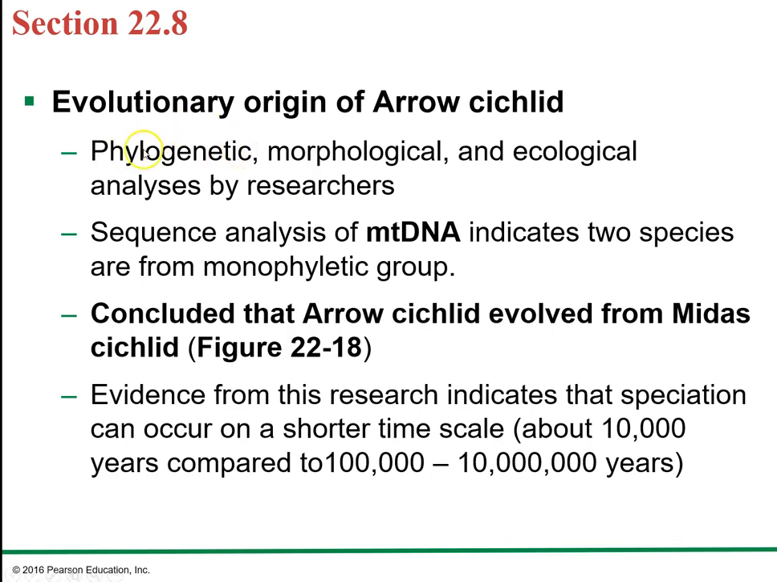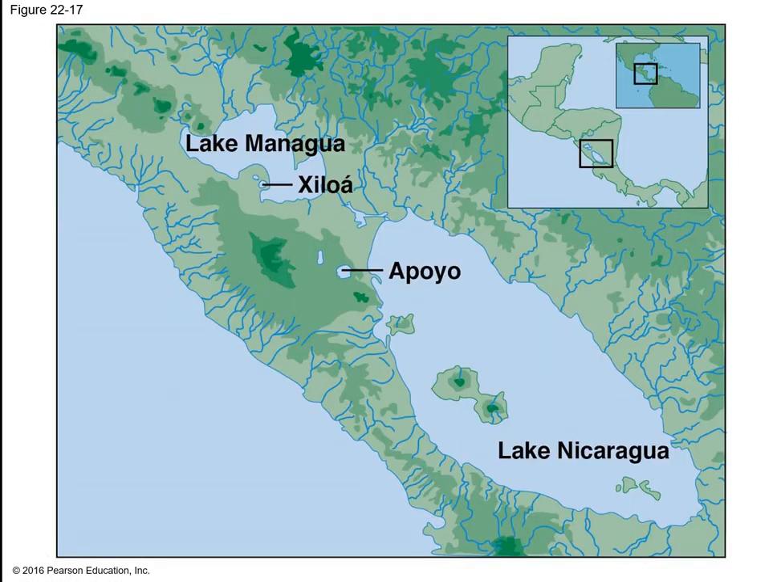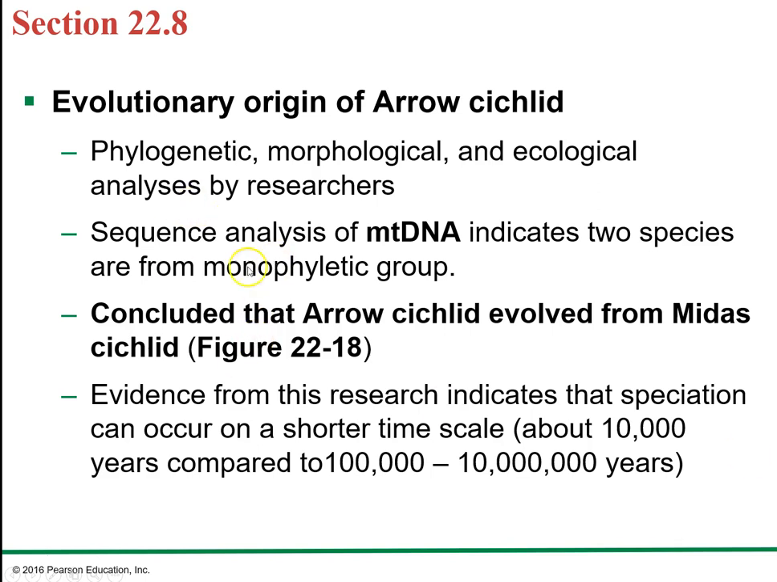And so they've used phylogenetic, morphological, ecological analysis, and also DNA sequence data, some more molecular evidence. And they basically concluded that those guys evolved from the Midas cichlids, which are found in all the lakes in this area. But the bottom line is they were trying to figure out where this particular species evolved from. And after a lot of research, they did find that they were from this Midas cichlid. And this research also showed that the speciation occurred in about 10,000 years, right?